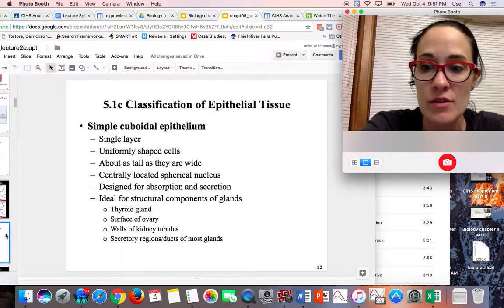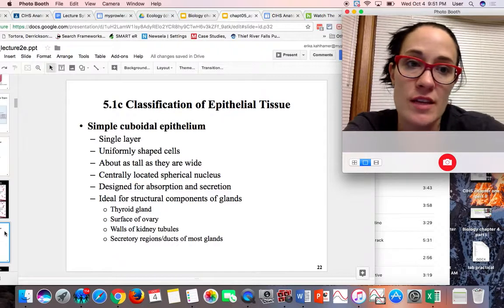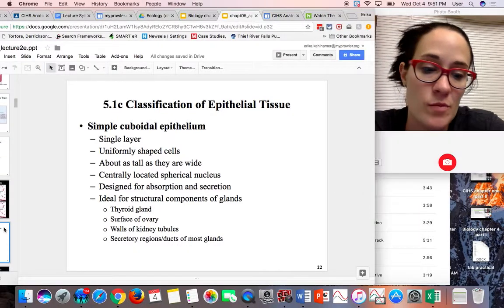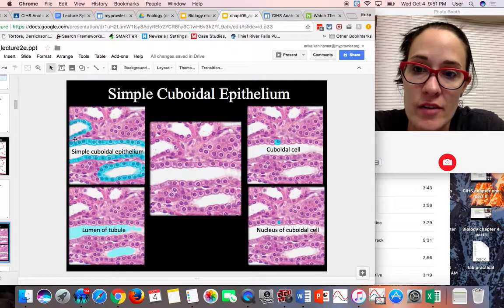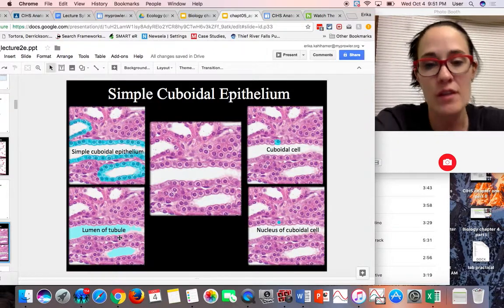Okay, so we're going to see it in the secretory regions of most glands, in the ducts. So if a gland or duct needs to secrete things, it's going to be lined with simple cuboidal most of the time. And here, again, is in the green what the areas look like. When you see a circular area like this in tissue, this middle place is called the lumen. You can see the lumen of the tubule, that opening.